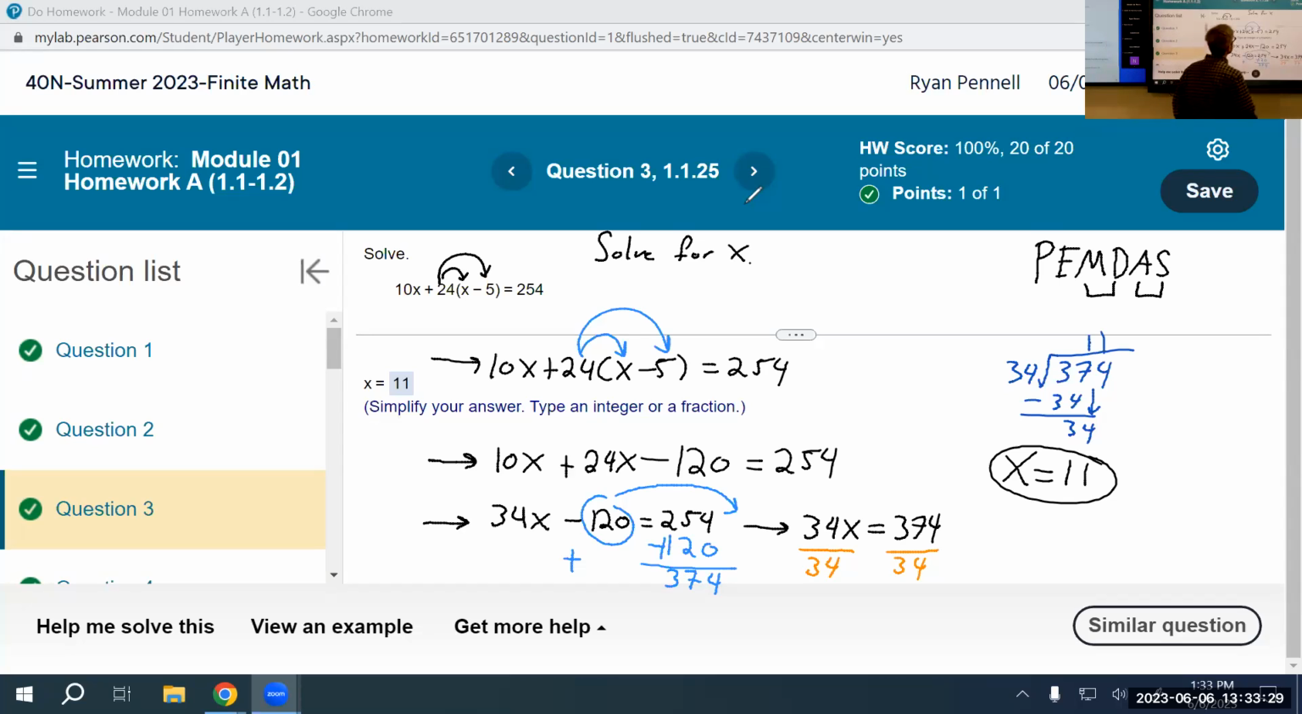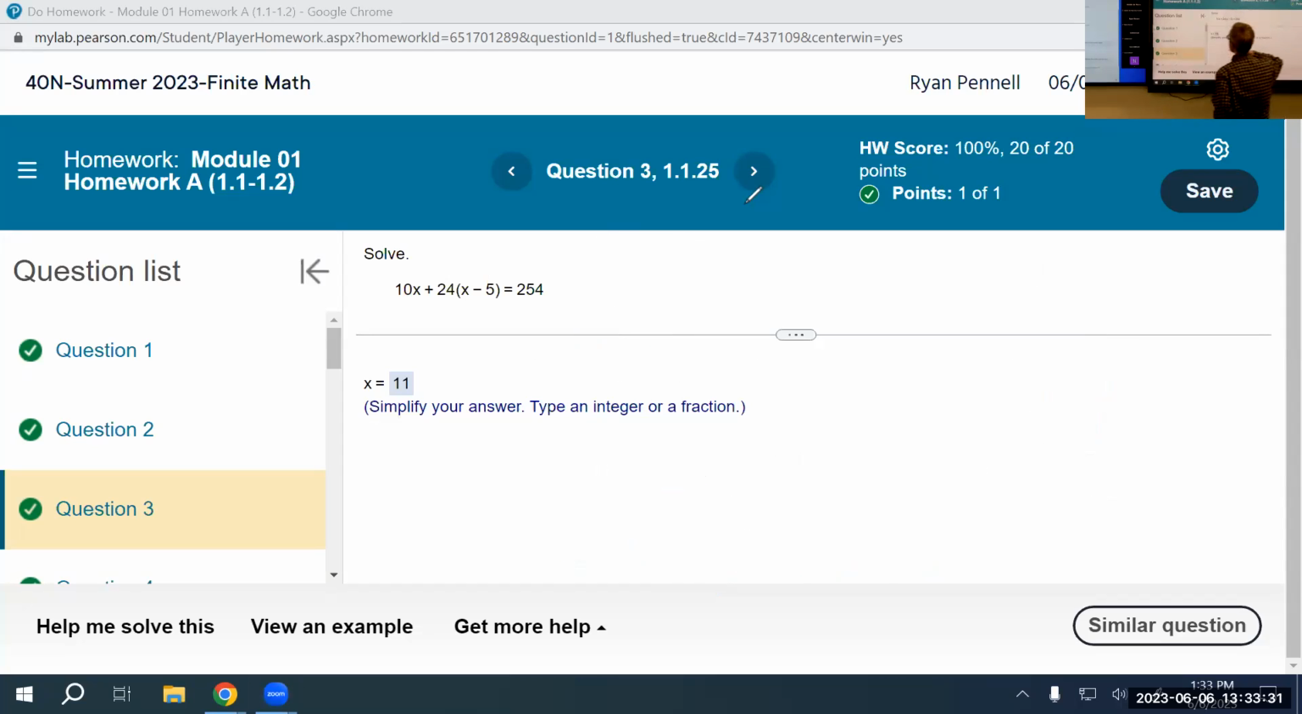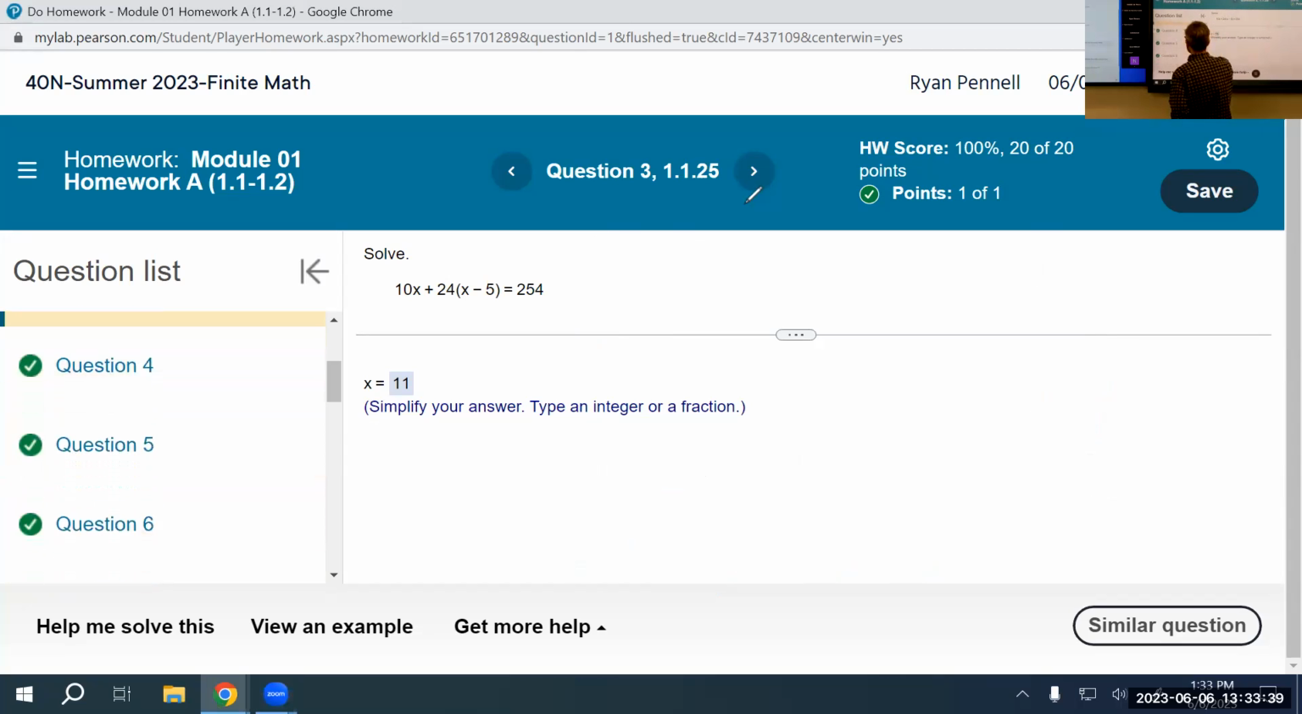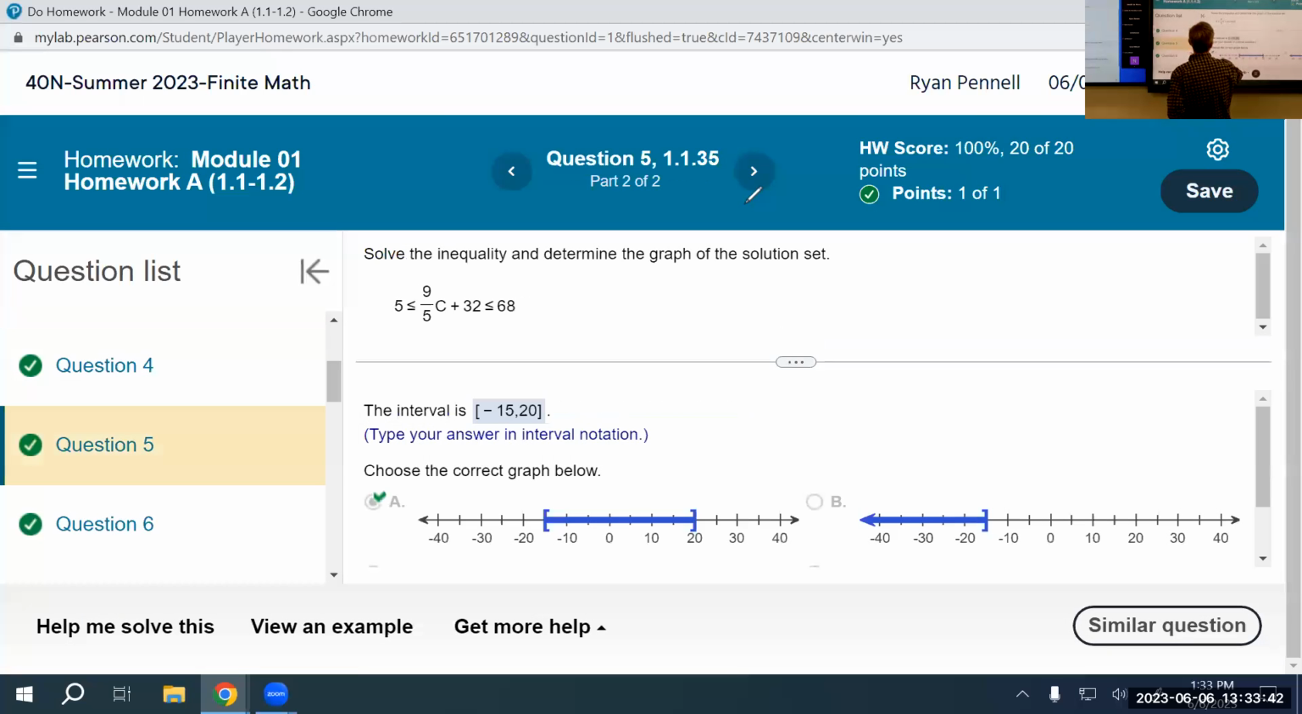All right. Let's see. That's not what I want. Step 5. Solve the inequality and determine the graph of the solution set. Okay. We got 5 is less than or equal to, that's what that symbol means, by the way. When it has the less than or the line underneath it, it means it can also equal. We'll talk about what that implication means in a moment.